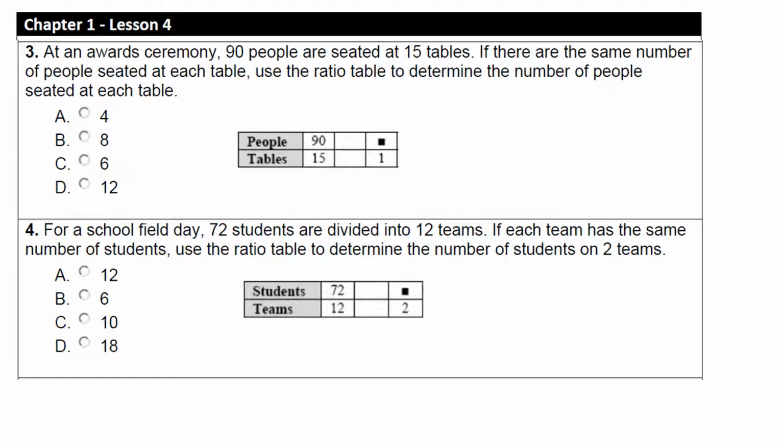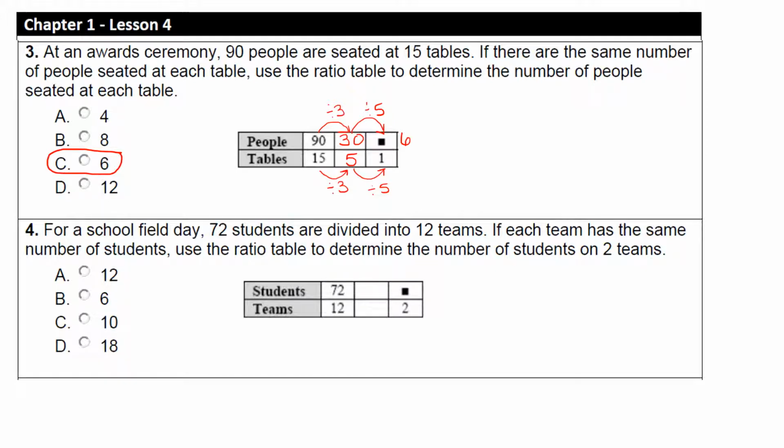And when I see the 90 and I see the 15, the number that jumps into my head is 3. Both of these numbers are divisible by 3. So I'm going to divide 90 by 3. And I'm hoping in 6th grade you can do this mentally. 90 divided by 3 is 30. Then I'm going to divide 15 by 3, and that gives me 5. Now I'm working with my 5 times tables, which are pretty easy. 5 divided by 5 equals 1, and 30 divided by 5 equals 6. So this means that if I have 1 table, 6 people can sit there. And that is answer choice C.